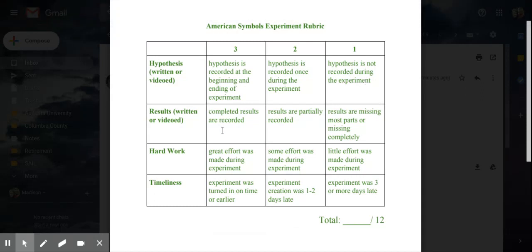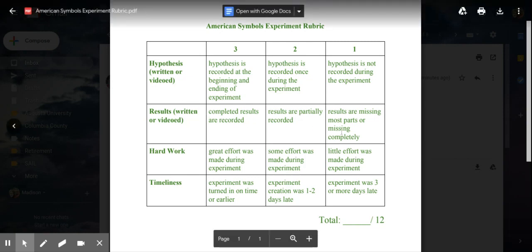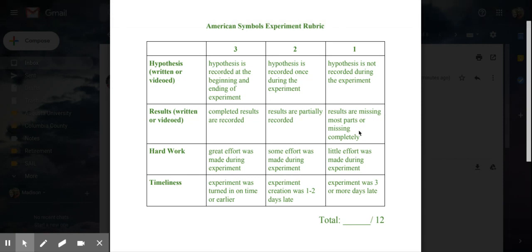Another thing I want you to write down or record a video of is your results. Your results, this is this R word right here, results. Your results are what happened after you do your experiment. So what happened after we did the crystal activity? How did it turn out? If the completed results are recorded, you'll get a 3. This may include drawing a picture. If you only included a little bit of your results in your turned in assignment, you'll get a 2. And if there are not many results or some parts are missing, you'll get a 1.